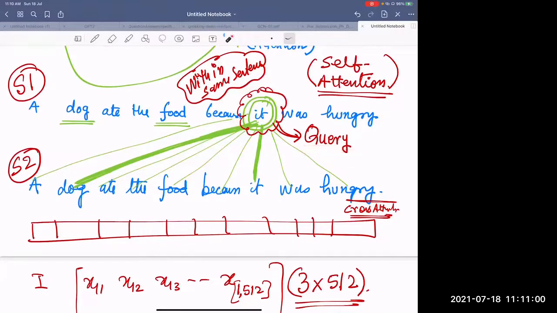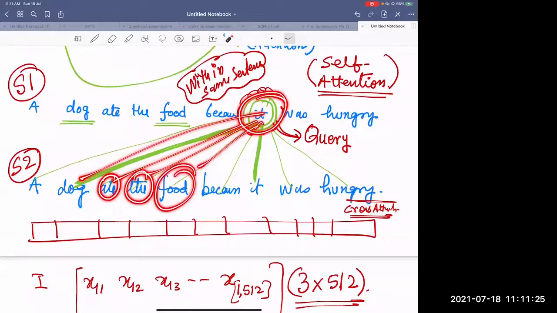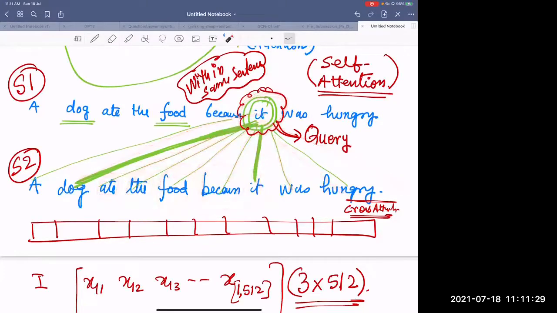What is that query? The query is that I'm asking each and every word. It will first come and ask this query, to whom? This A. Hey, are you similar to me? Do you have any relationship with me? Then it will ask this to this dog. Hey, do you have some relationship? Then with it, then with the, then with food, then with because, then with it, and keep on asking the same thing to each and everyone.